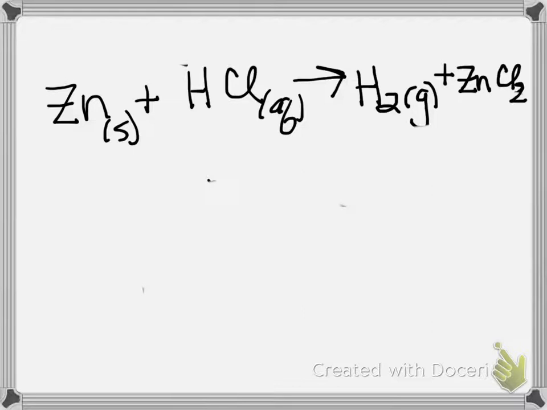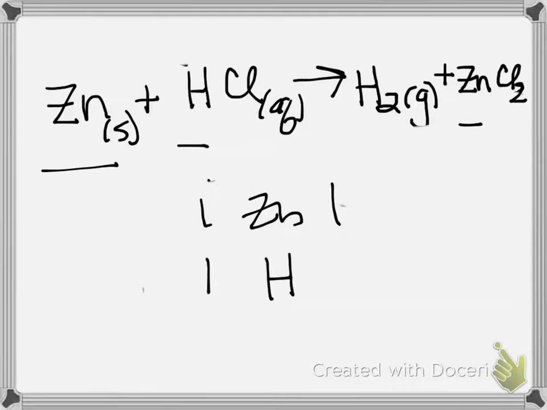Now, the question is, is this equation balanced? Every time you ever write a chemical equation, and here we just predicted the products, we have to balance the equation. So we've got zinc. We've got 1 zinc on this side. We've got 1 zinc on that side. The zincs are balanced. How many hydrogens do we have? We've got 1 hydrogen on the reactant side. Ooh, we have 2 hydrogens on the product side.